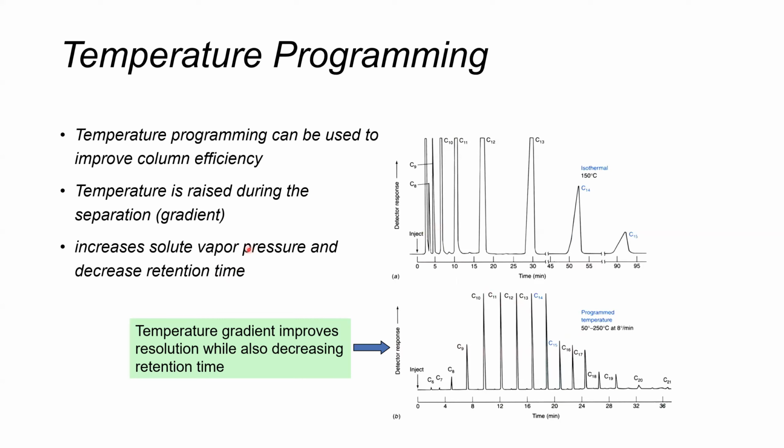And so this increases solute vapor pressure, of course, and decreases retention time, which means that the whole process, or the whole elution, happens much faster, maybe a third. It takes a third of the time, and we elute everything with the temperature gradient. But with an isothermal system, it takes a very long time, and we don't even elute everything.